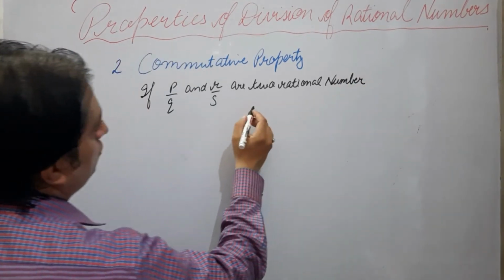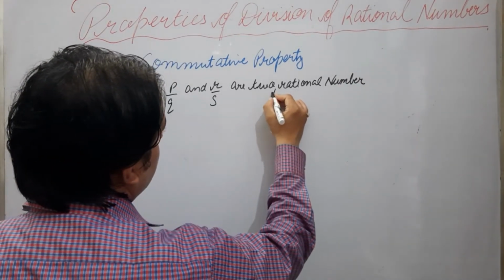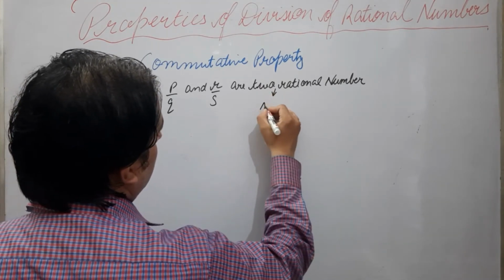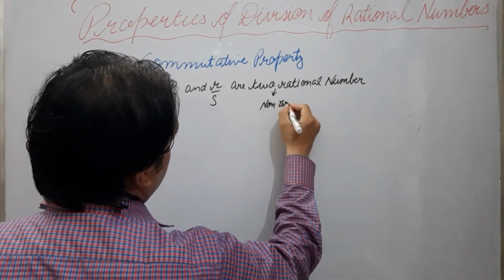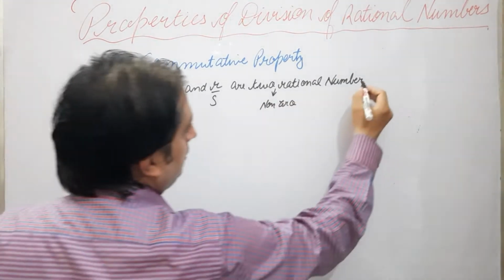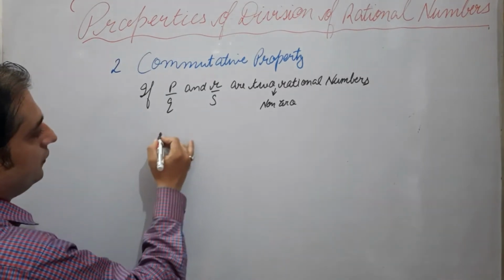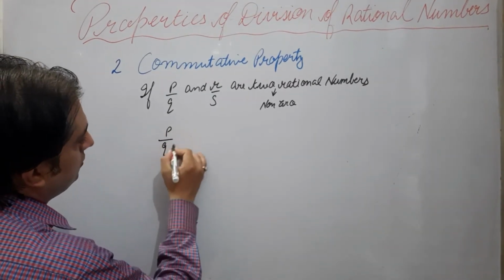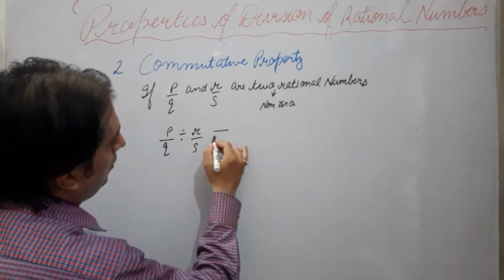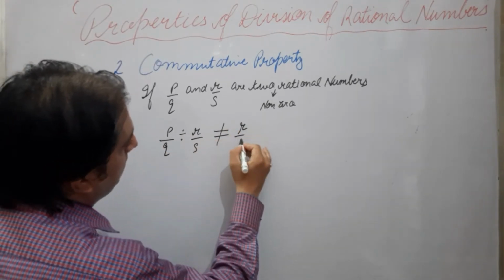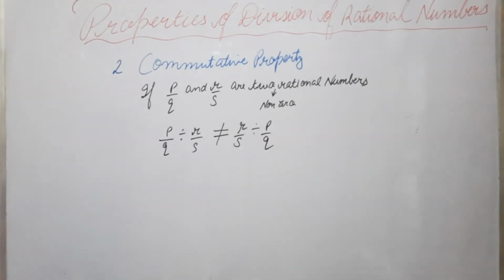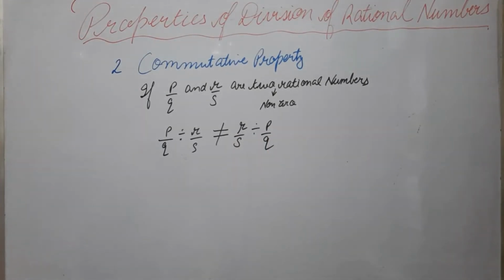Or you can say two non-zero rational numbers, right? Two non-zero rational numbers. So if I divide p by q with r by s, that is not equal to r by s divided by p by q.